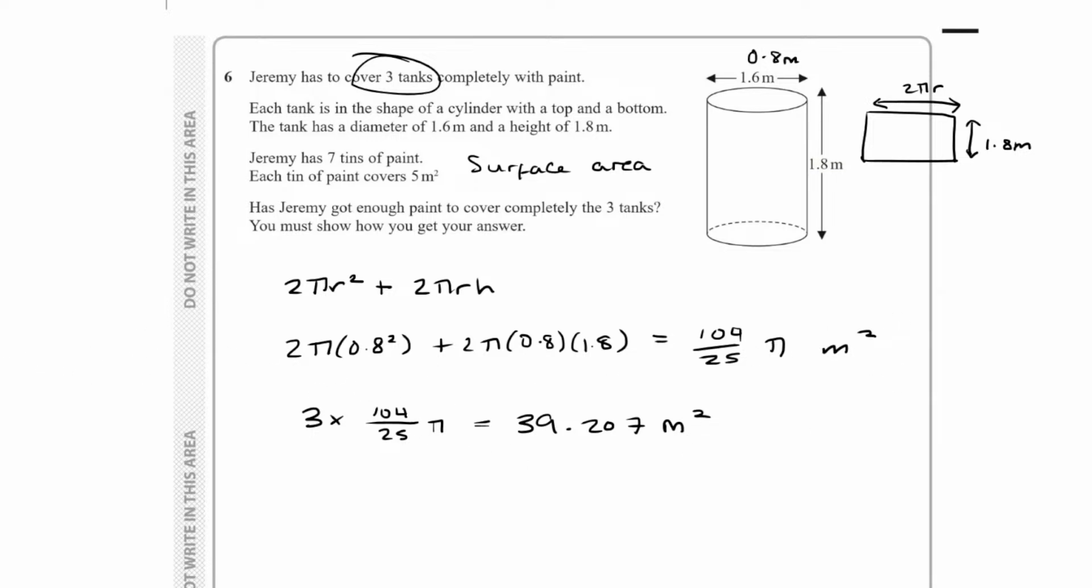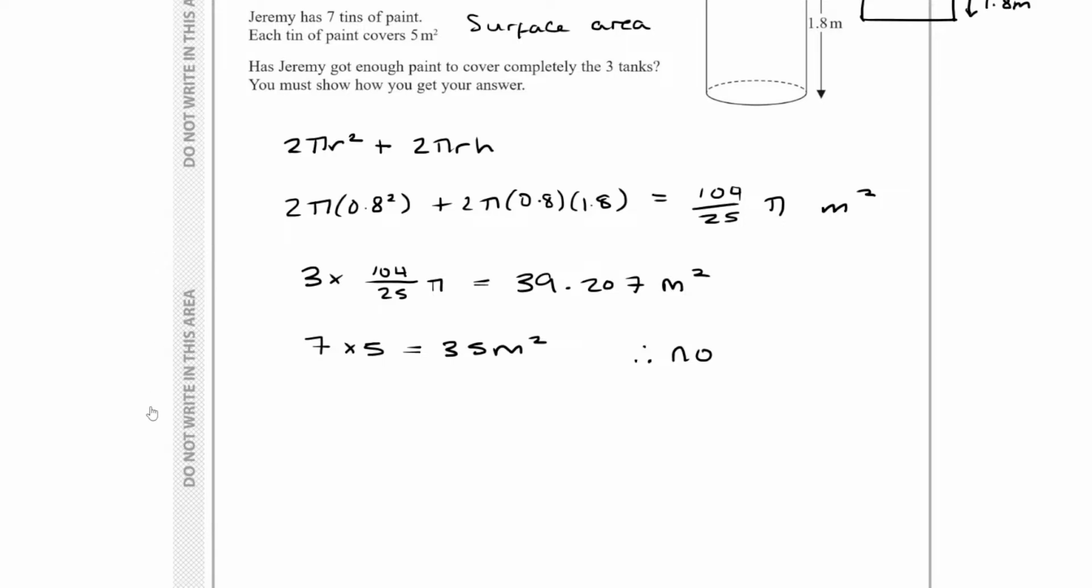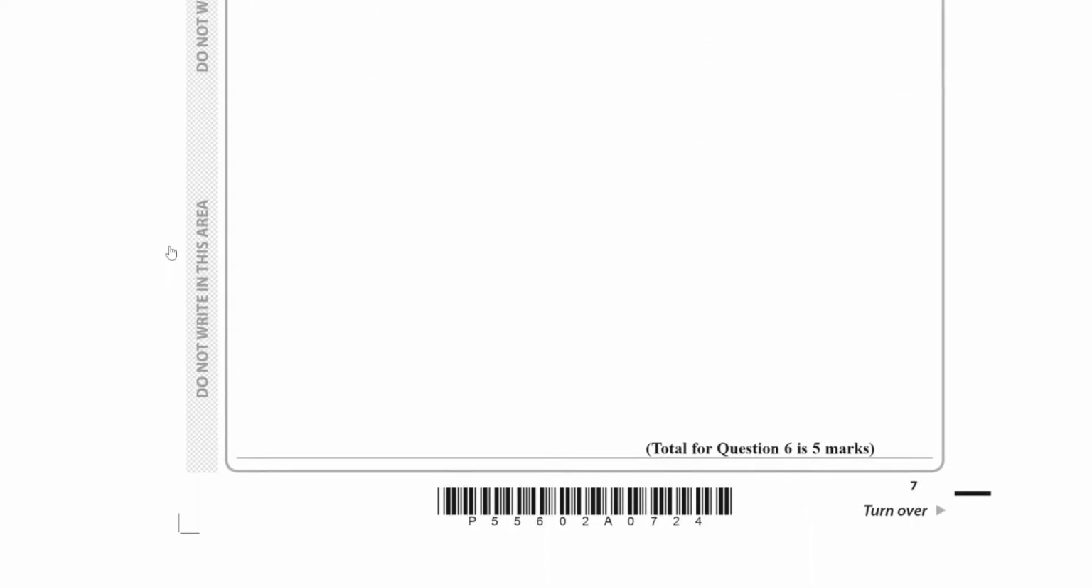Meters squared. Now, how much paint does Jeremy actually have? He has 7 tins, and they cover 5 meters squared each. So that's 35 meters squared. So he needs 39.2. He's got 35. Does he have enough to completely cover the 3 tanks? Well, therefore, no, he doesn't, because he needs 39. He's only got 35. So just a bit of surface area there. And as you can see, that one is 5 marks, so quite a big question.